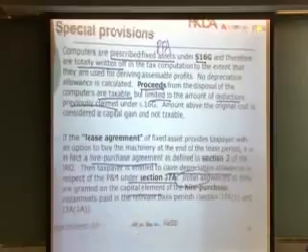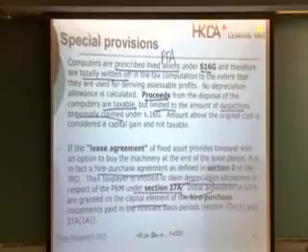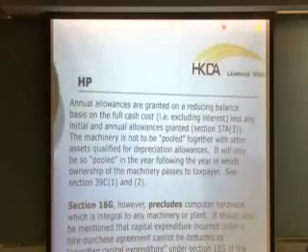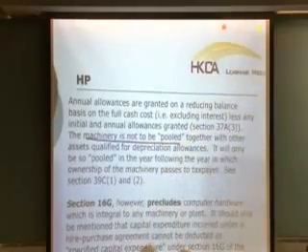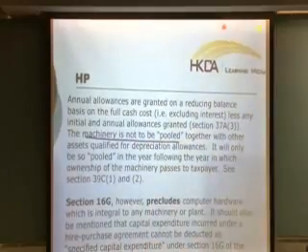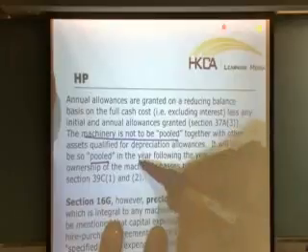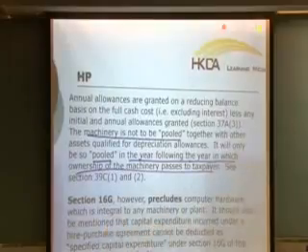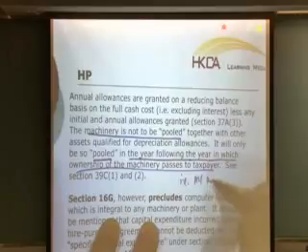So that means that for hire purchase assets, you don't use pooling system to calculate it. You will separately calculate the hire purchase agreement assets. And therefore, the machinery is not to be pooled. If all the installments have been paid, then you will pool the assets in the year following the year in which ownership passed to taxpayer. That is, all installments paid.